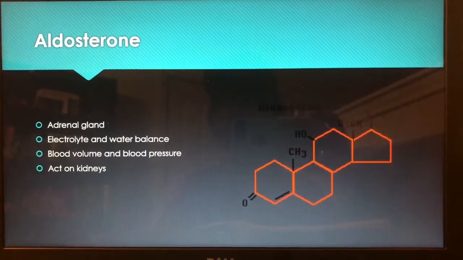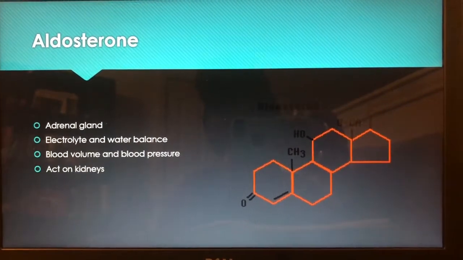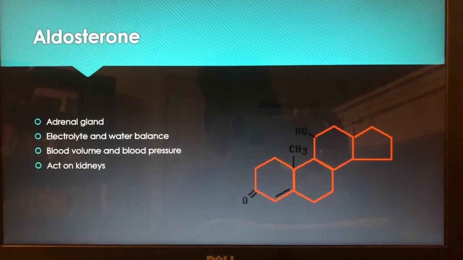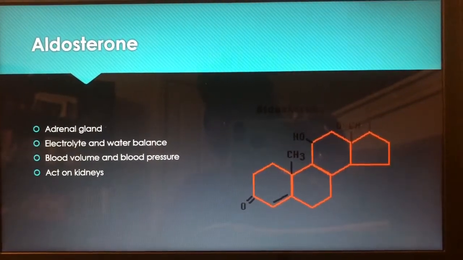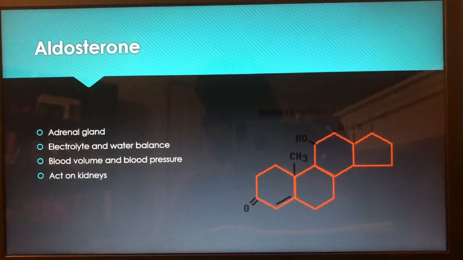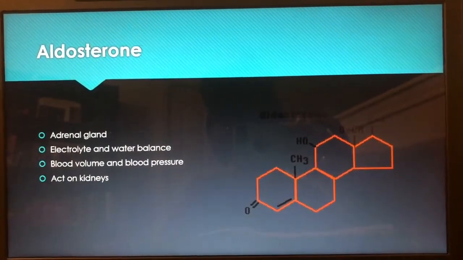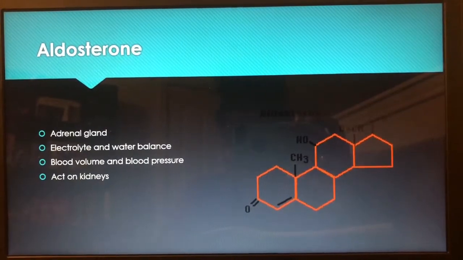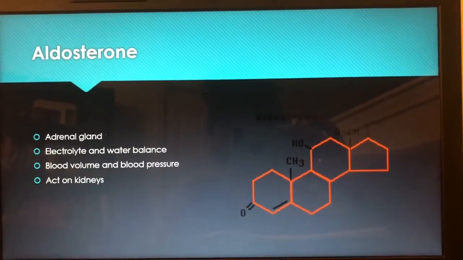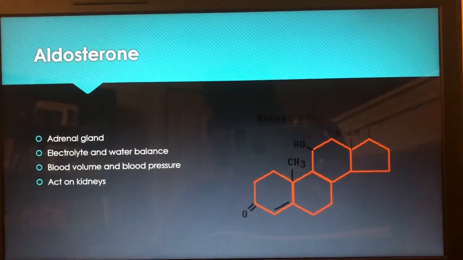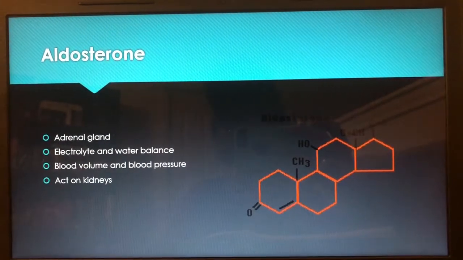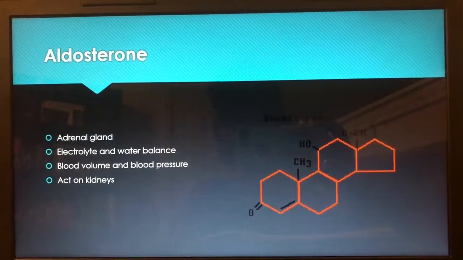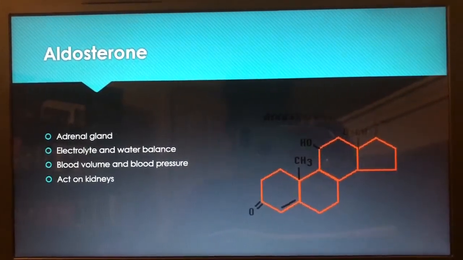So the main function of aldosterone is regulating the electrolyte and water balance of the blood plasma, regulating the blood volume and our blood pressure, and lastly, it acts on the kidneys. And when it acts on the kidneys, it promotes calcium retention, potassium excretion, and water retention indirectly.